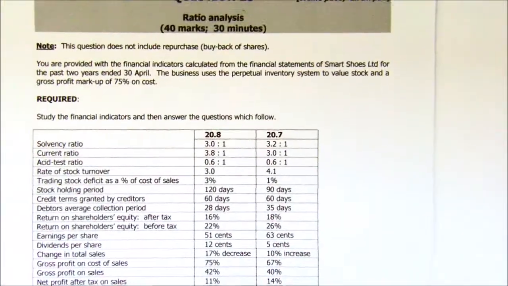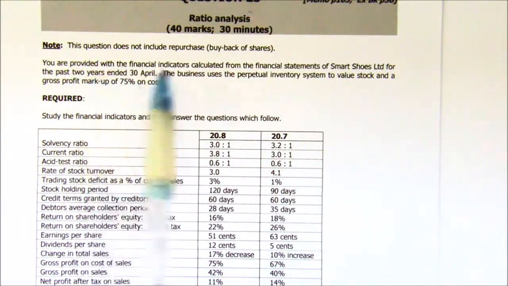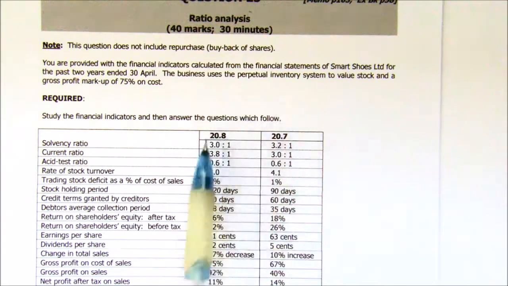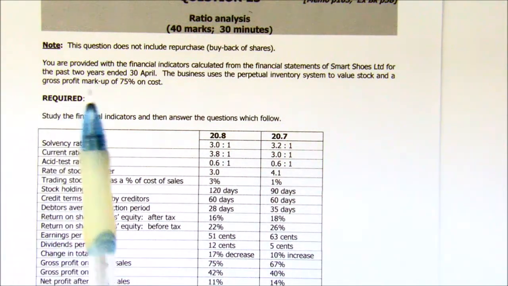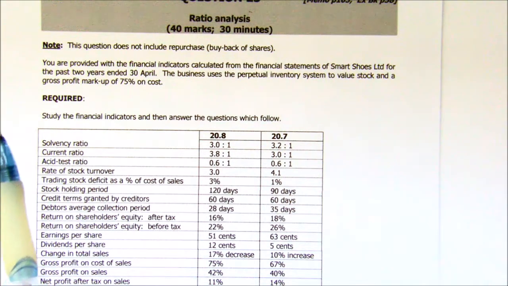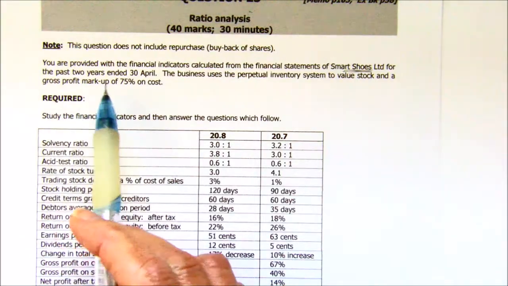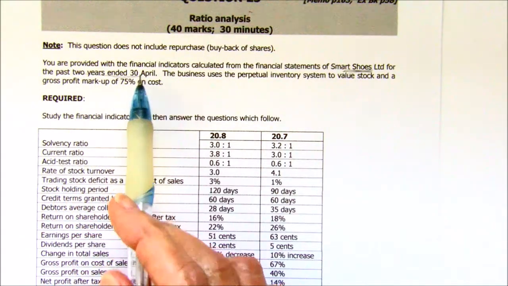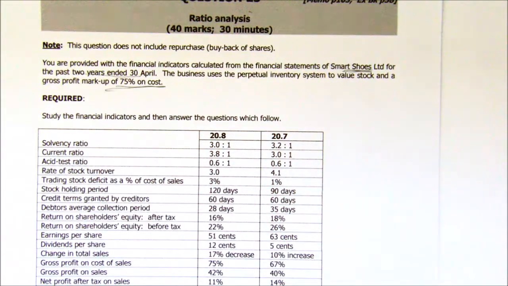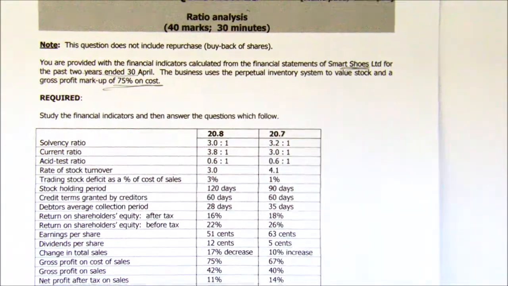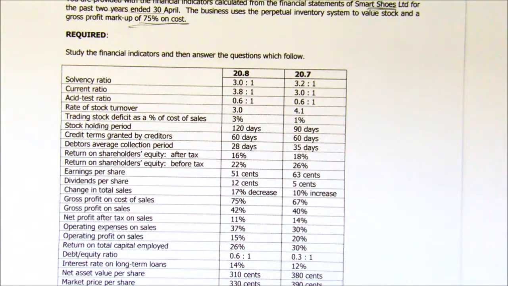If we just quickly have a look at the beginning, it will tell you that you've been provided with financial indicators or figures, so you're not calculating them in this case, but you'll be needing those to comment. This is a shoe shop and we're provided with 2 years' figures, and they use a markup of 75% on cost. You will notice that the figures are given to you in 20.7 and 20.8.